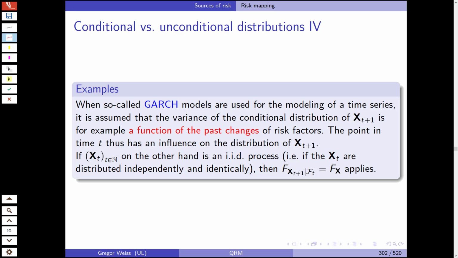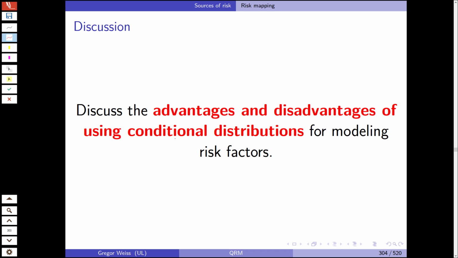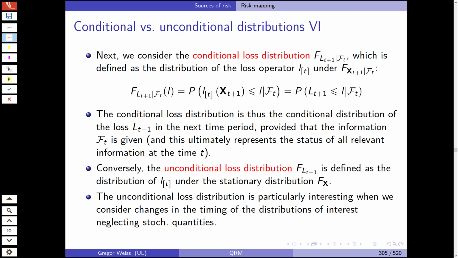When you use a GARCH model, you obviously get a conditional model, and I don't need to go into too much detail here again. This is just an example of a time series, and you can see you have serial correlation, you have volatility clusters, so you need a conditional model. Okay, advantages and disadvantages should be clear. I think I can skip this now. This should be rather clear.